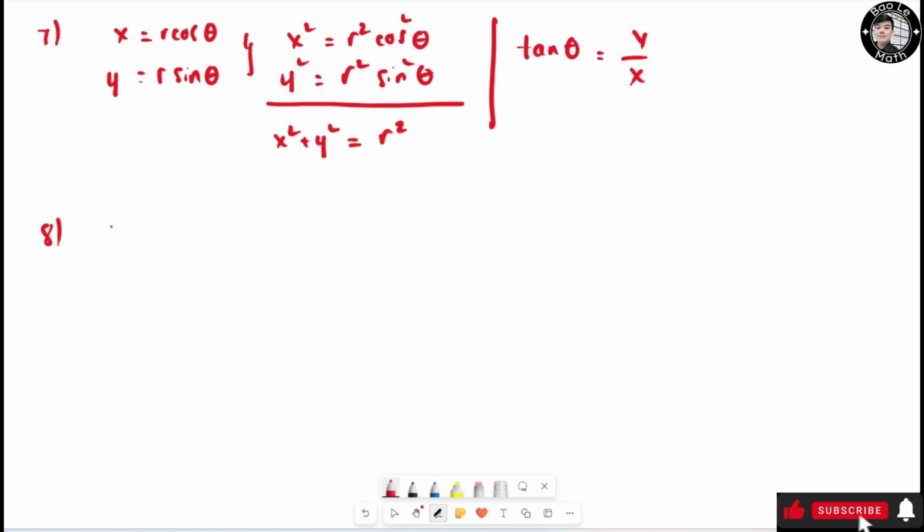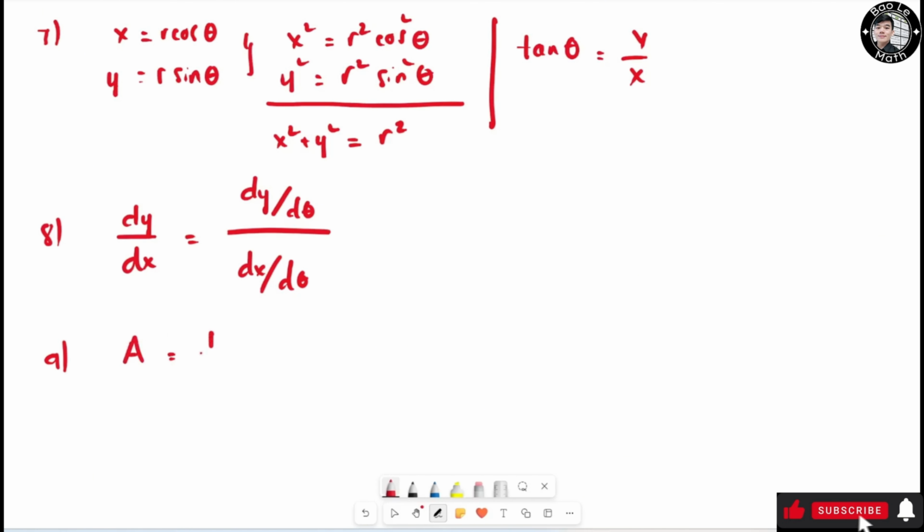Number 8, we're going to talk about dy over dx equals dy over d theta divided by dx over d theta. Basically, you just divide the top and bottom by d theta. Now, number 9, the area enclosed by a polar curve. It's going to be A equals 1/2 the integral from a to b of the radius squared d theta.